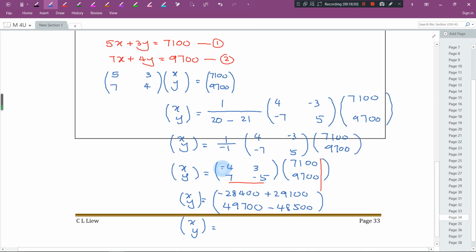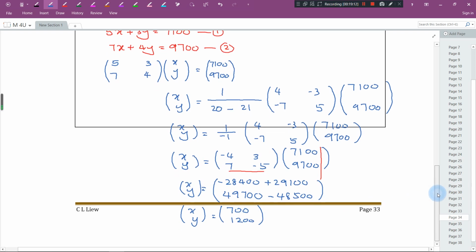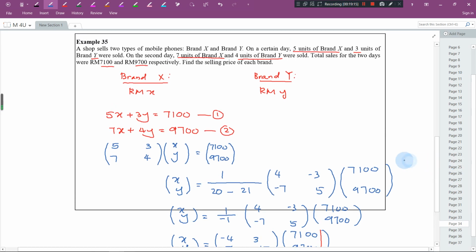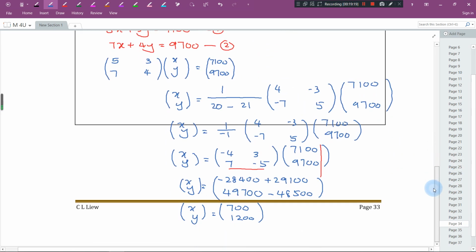Negative 28400 plus 29100. Here you will get 700. And this part, 49700 minus 48500. Here you will get 1200. But until here, you still cannot stop here. You need to answer the questions, the selling price of X and the selling price of Y. So I'm going to write here.